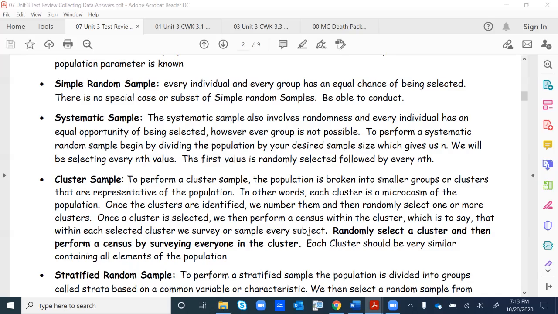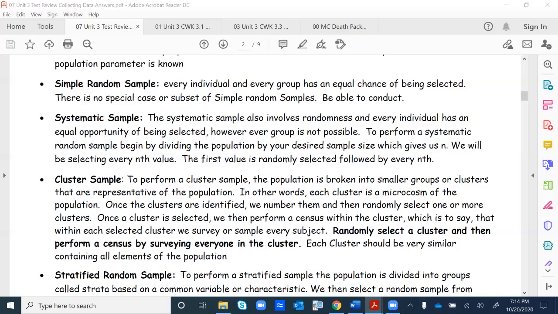Please remember, there is no special case or subset of simple random samples. Stratified sample, maybe Mr. Spencer's favorite, but it's not a type of simple random sample. There are no types. It's only the simple random sample. And this is really, really important, and it's not written here. Actually, it is. Every individual has an equal chance of being selected. That's true of all good random samples.